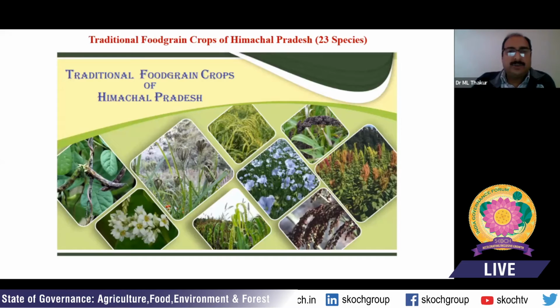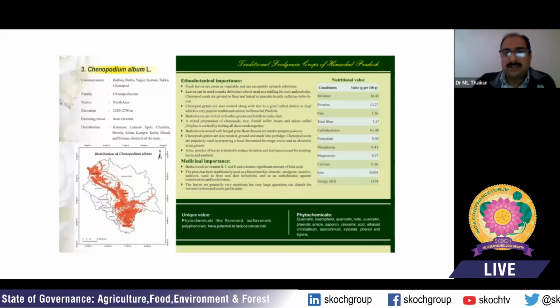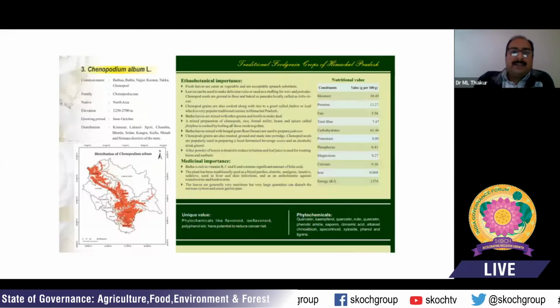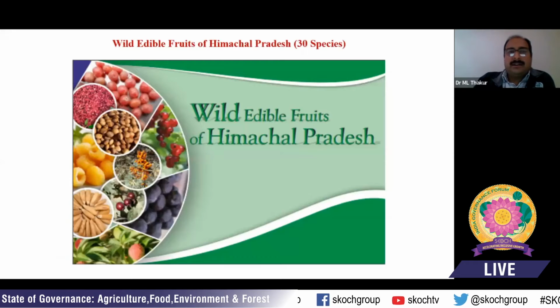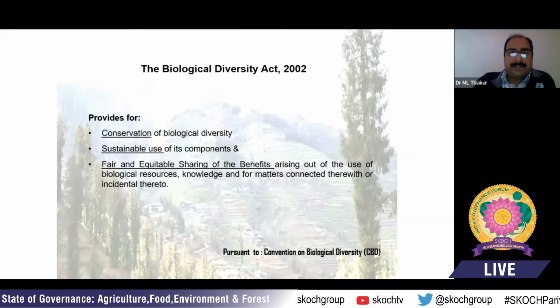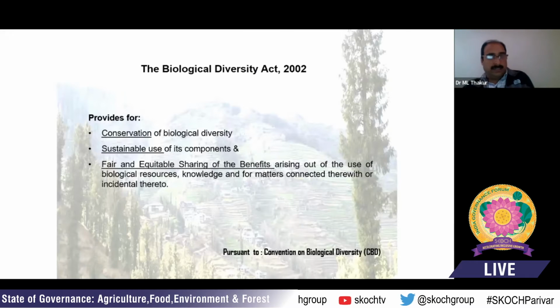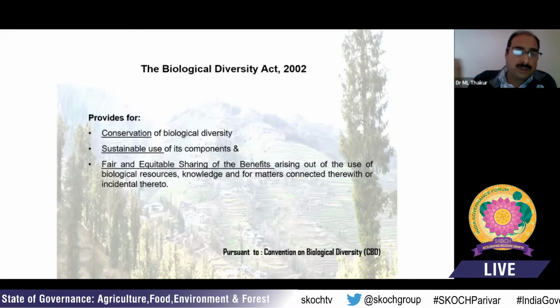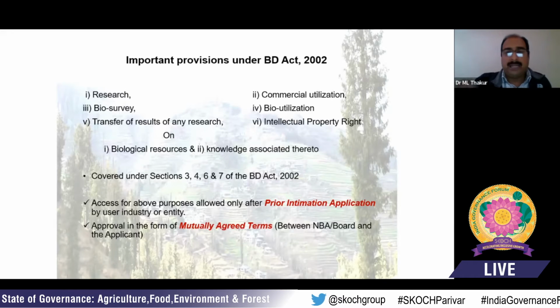This is the traditional food grain crops of Himachal Pradesh, wherein some 23 species of traditional grains have been documented. Then this is the wild fruit, edible fruit plants of Himachal Pradesh. Then fish diversity. All these activities have been done under the implementation of the Biological Diversity Act, which provides for conservation of biological resources, sustainable use of its components, and a fair and equitable sharing of the benefits arising out of the use of the biological resources or the associated traditional knowledge.